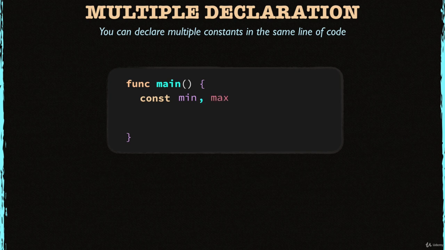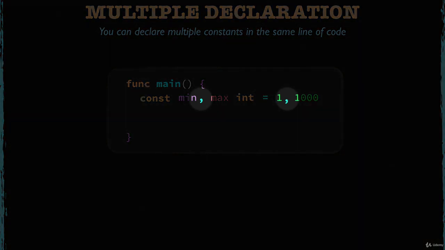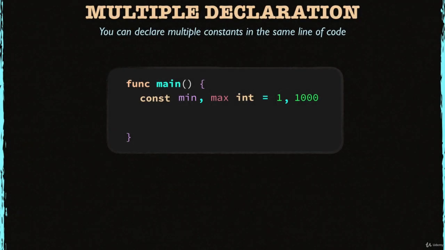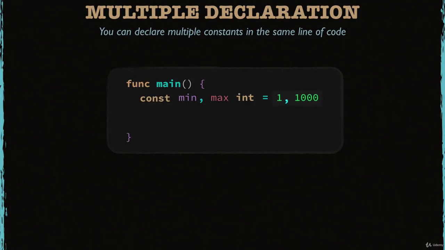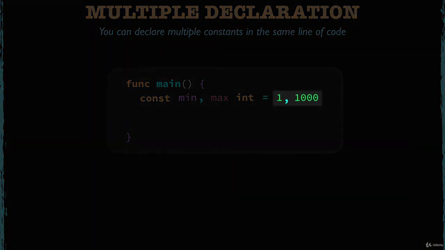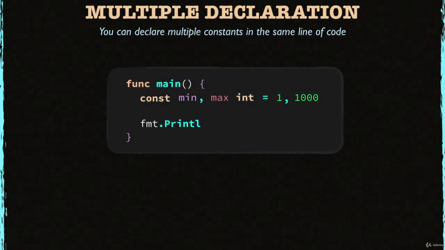Then you need to declare a type for all of them using the type once. Here, both constants are integers now. And lastly, you need to initialize them like this. Again, separated by a comma. As in variables, the number of constants on the left side should match the initializer values on the right side. Now let's print them all.